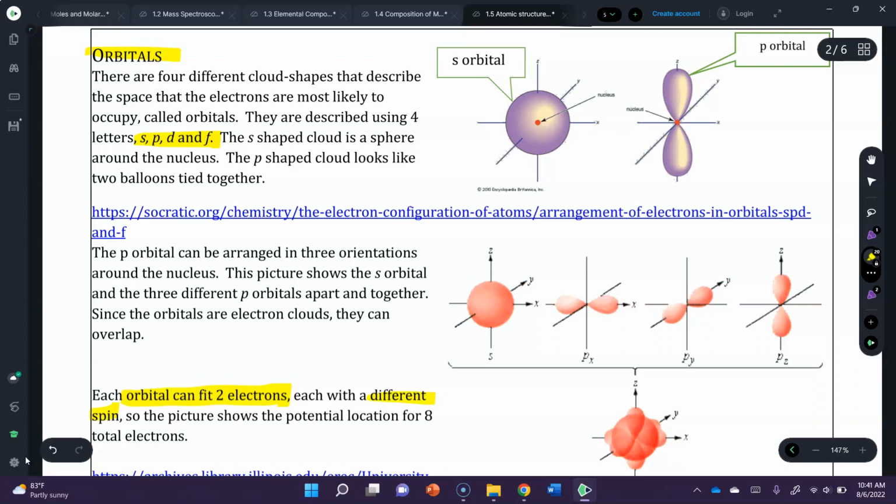So the picture shows the potential location for 8 different electrons. And the darker shaded areas are the ones with the highest probability of having an electron in that region.